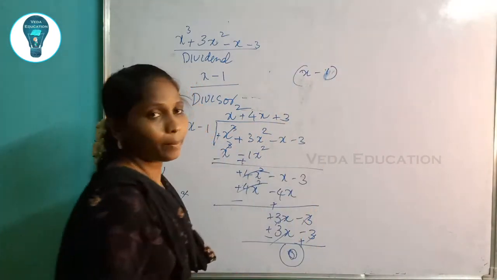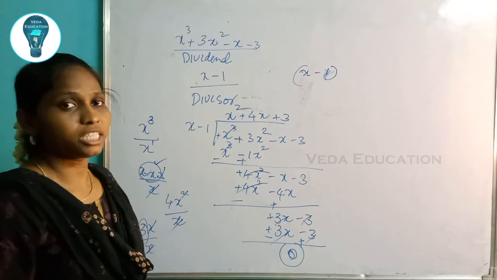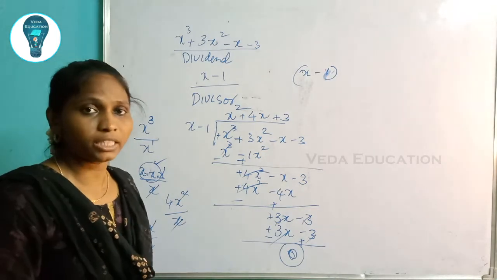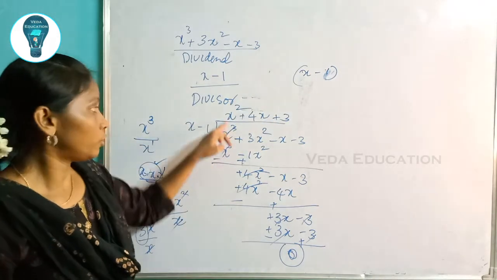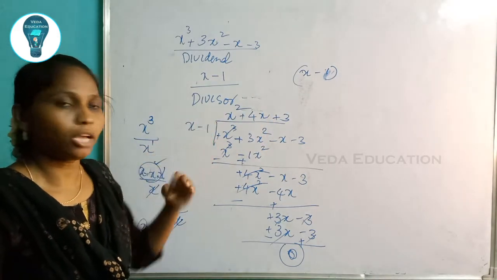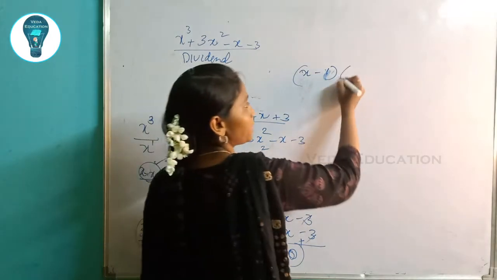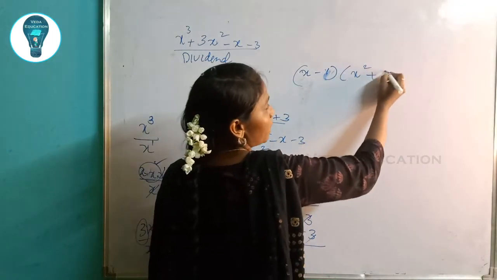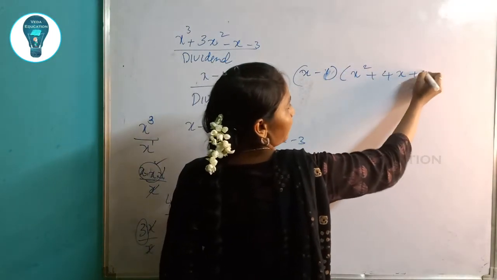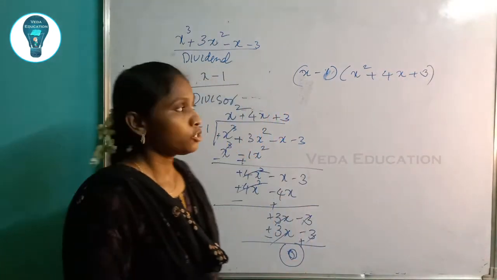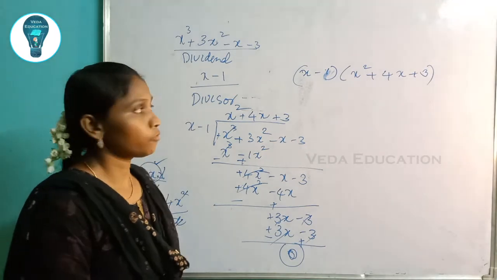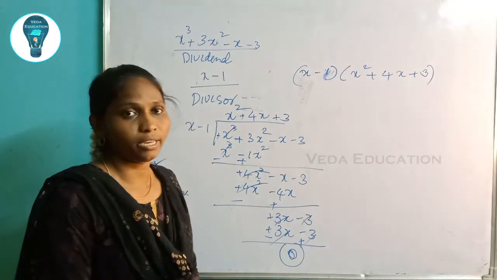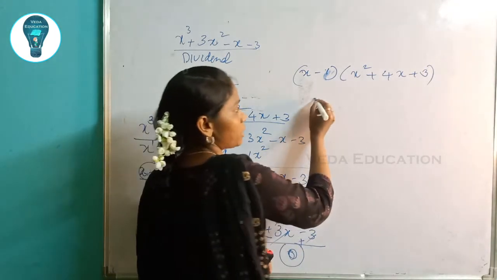And for a cubic polynomial, in previous classes we discussed, how many zeros will we get? 3 zeros. So we got 1 zero. What about the other 2 zeros? By splitting up this quotient part, you will get the other 2 zeros. The quotient part is here, you got x square plus 4x plus 3. This is our quotient. So which polynomial did we get here? We got a quadratic polynomial. So for a quadratic polynomial, how to factorize? We learned that process. Consider that process.